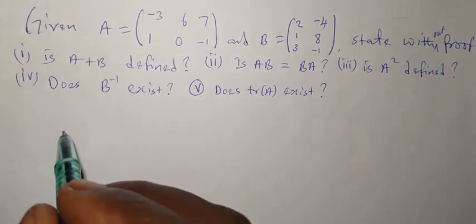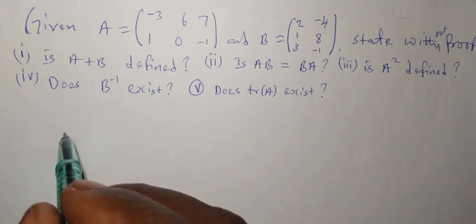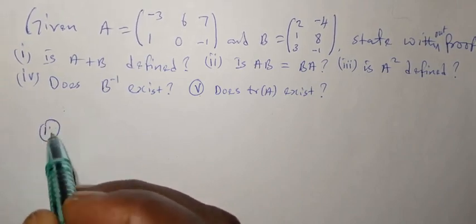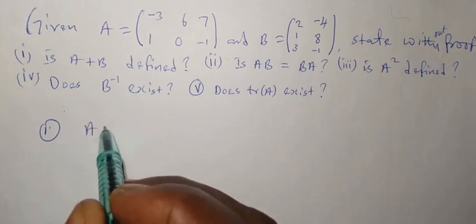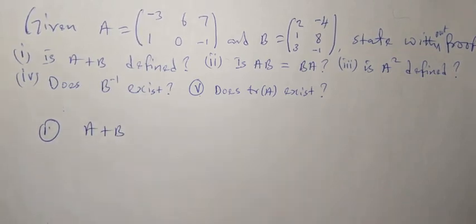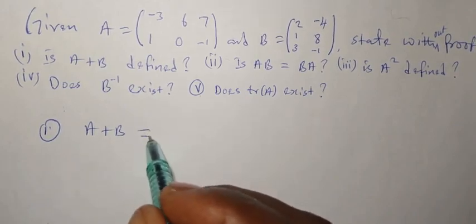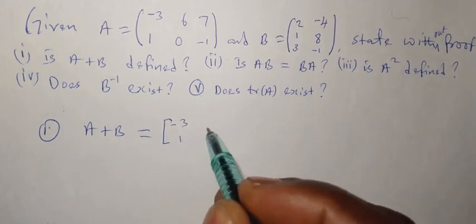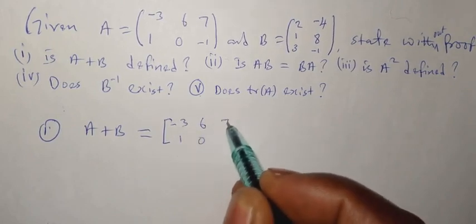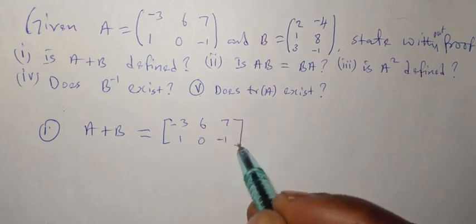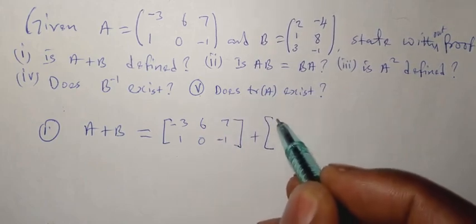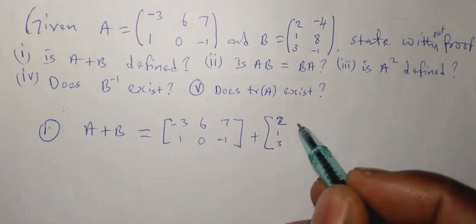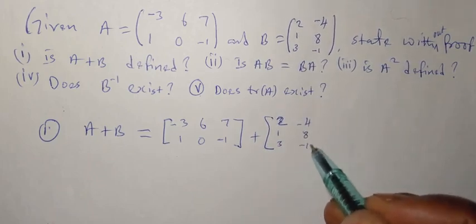1. Is A plus B defined? Let me just start with that one. We are to state whether A plus B is defined. When you look at this, we have minus 3 1 6 0 7 minus 1, plus 2 1 3, minus 4 8 minus 1.